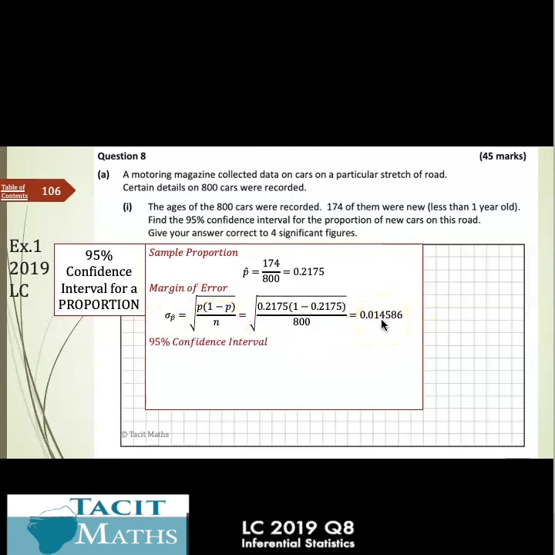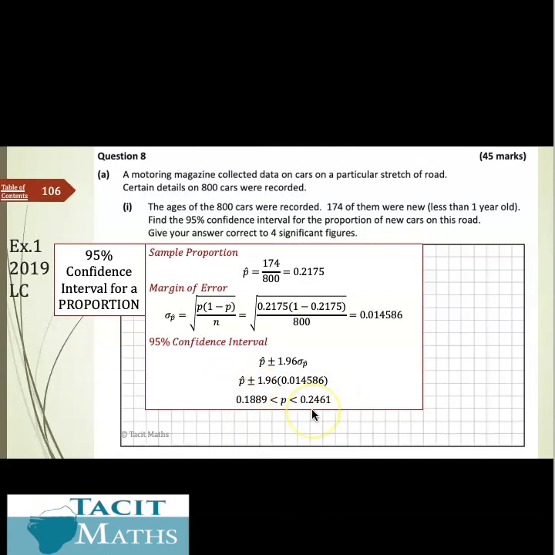Step three then is you're getting a 95% confidence interval. So you're taking this number here, multiplying it by 1.96, adding and subtracting it from the sample proportion, and we get a value of this. So 0.1889 and 0.2461. That's our interval here in this case. You can change that to percentages if you want, or you can leave it as decimals. And that's your answer basically.